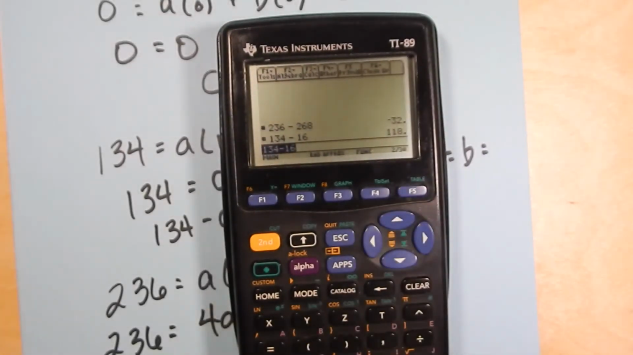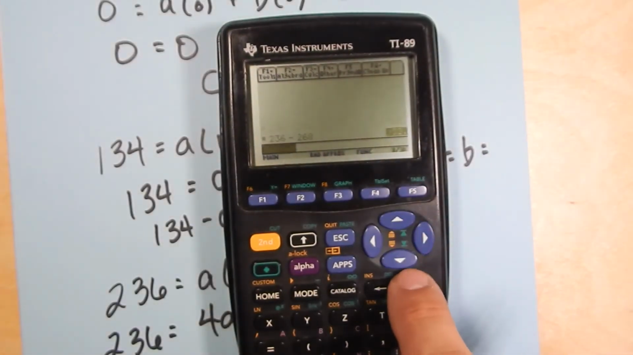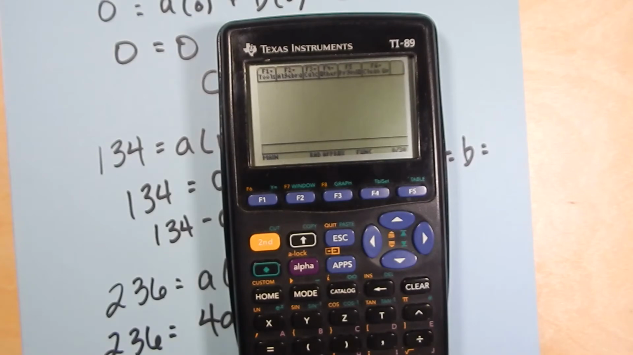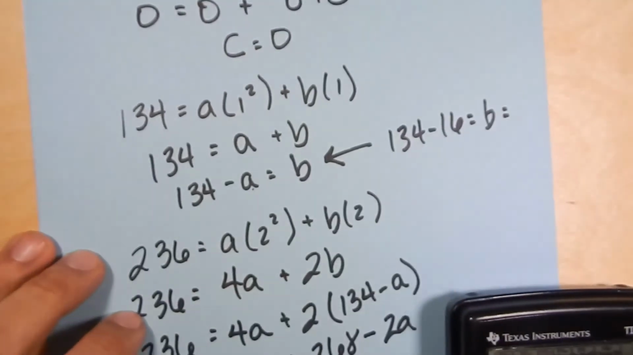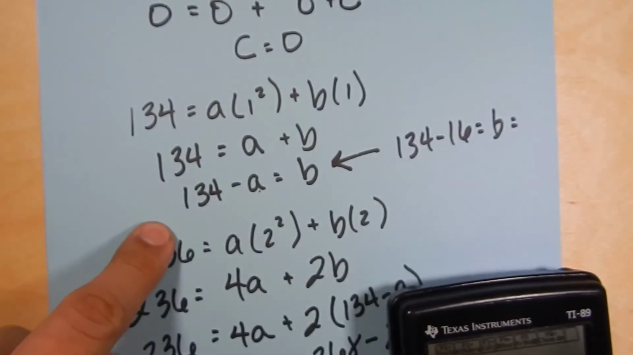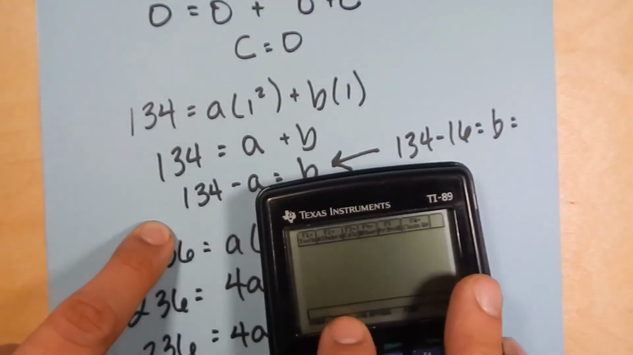All right, I made a sign error. Let's go back. We had, where were we at? We had 236 minus 268. We got negative 32. We subtracted, we got a minus 16. We know that b is 134 minus a.